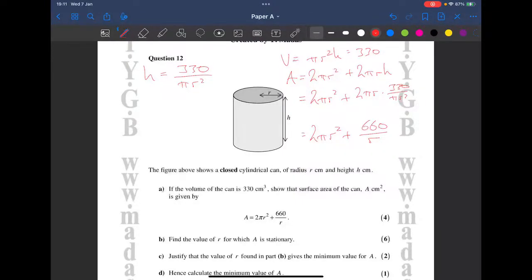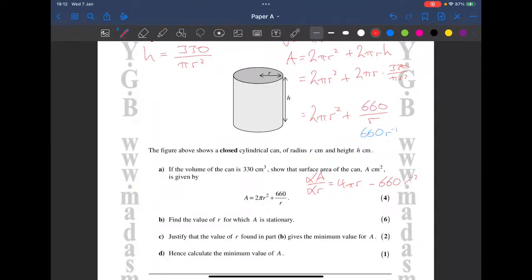Part B, find the value for r for which A is stationary. So we need to differentiate. We can write the 660 over r as 660 r to the minus 1. So if we now find dA/dr, 2 pi r squared will give us 4 pi r, which is a formula that you may be familiar with from something else. The 660 then, we're going to make minus 660, and the r is going to drop power. So instead of minus 1, it's going to be minus 2.